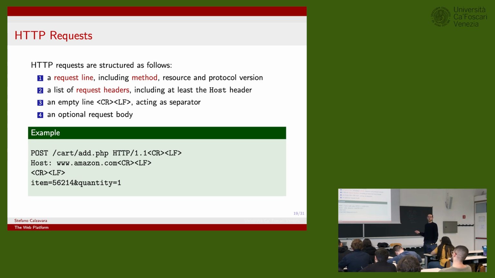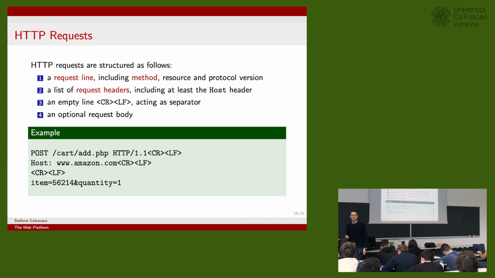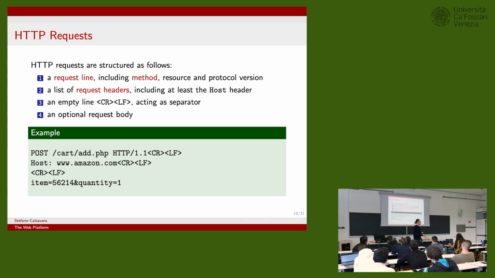Then you have a line break. The line break is actually a pair of characters, carriage return line feed. And after that, we start enumerating request headers. Headers have also a fixed structure. So they have the name of the header and the value of the header with a colon as a separator. So here we provide an example of the Host header that we mentioned, where the value is www.amazon.com. So this includes the domain to which the request was sent. This is useful, for example, for the virtual hosting cases that we mentioned.